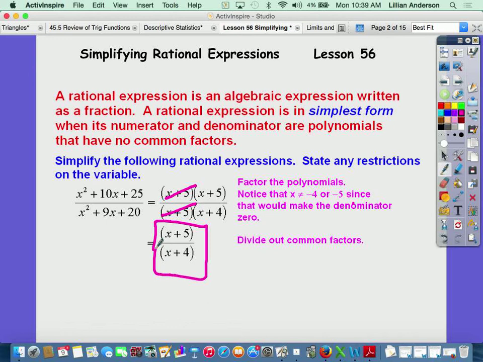Now, do not try to cancel out your x's like these two. The only time you can cancel is if you are multiplying. I'm adding x to a 5, I'm adding x to a 4, so I cannot cancel my x's. Now, if it was 5x over 4x, could I cancel my x's? Yes, because I'm multiplying. So I can keep simplifying, and that would be my final answer. So there's a difference. Does everybody understand that?